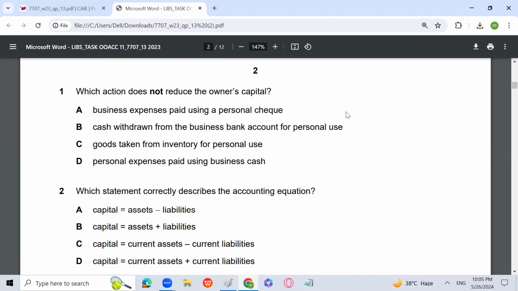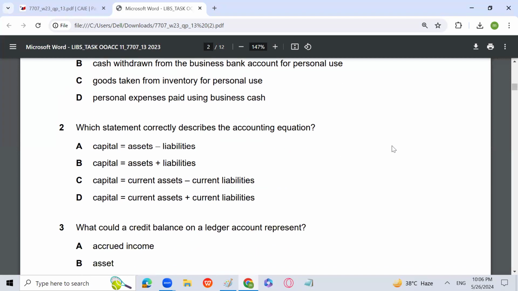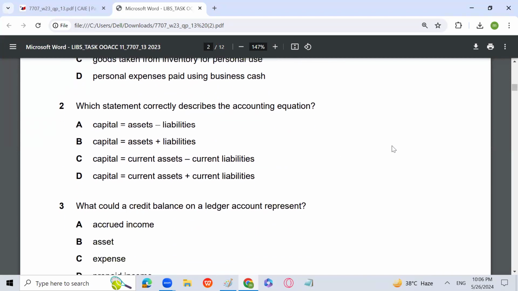So D is basically drawings, C is also goods drawings, B is also drawings, but A is basically introducing new capital. Because if you are paying business expenses through your personal check, it means that you are introducing capital. So which action does not reduce the owner's capital? A is the answer: business expense paid using a personal check. So this is how we have done that. A we have already done. 2023 October November variant 13.